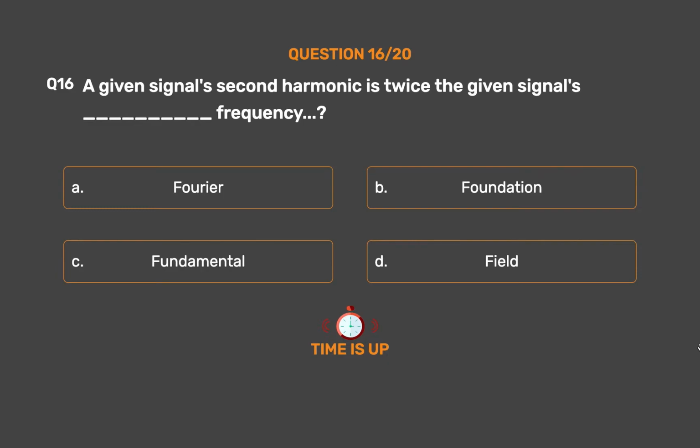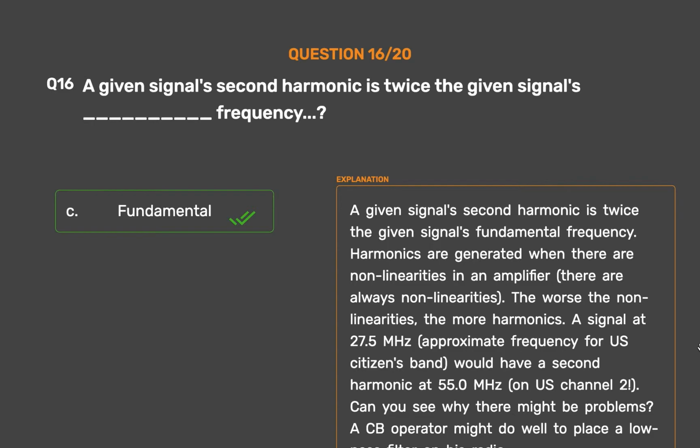The correct answer is option C, fundamental. A given signal's second harmonic is twice the given signal's fundamental frequency. Harmonics are generated when there are nonlinearities in an amplifier. There are always nonlinearities. The worse the nonlinearities, the more harmonics.